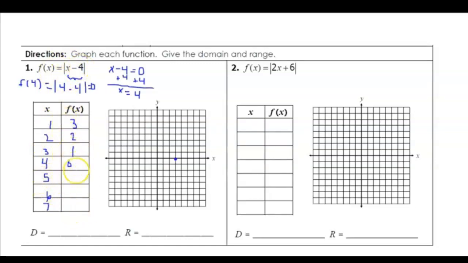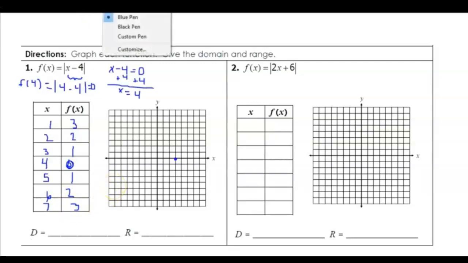Now I go on the other side, and let's get our bigger values. I'm going to make this a better 0, because it kind of looks like a 6. Alright, so if I plug in a 5 into the function, I would end up with a 1. So I know that the absolute value of 1 is just 1. If I plug in a 6 into the function, I would end up with a 2. Absolute value of 2 is 2. And a 7, I would end up with a 3. Absolute value of 3 is 3.